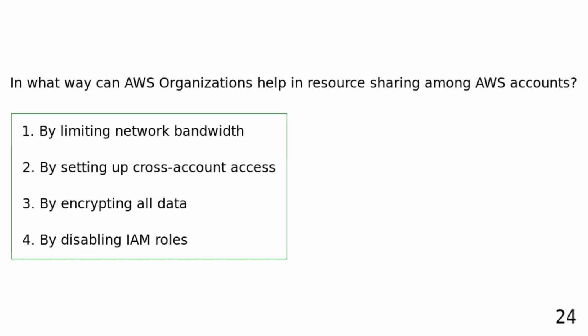In what way can AWS Organizations help in resource sharing among AWS accounts? By limiting network bandwidth. By setting up cross-account access. By encrypting all data. By disabling IAM roles.